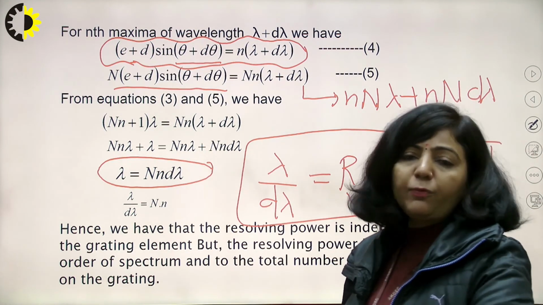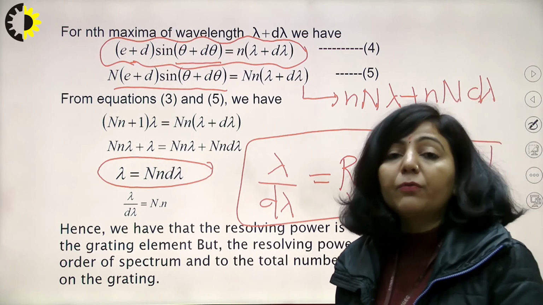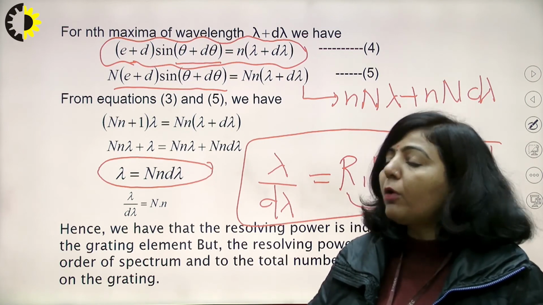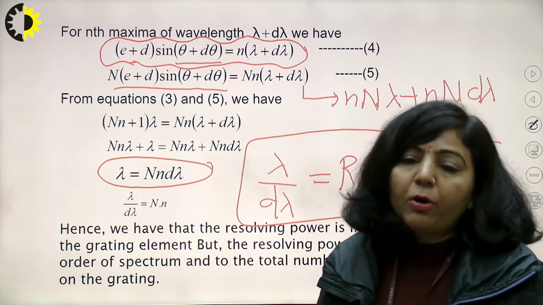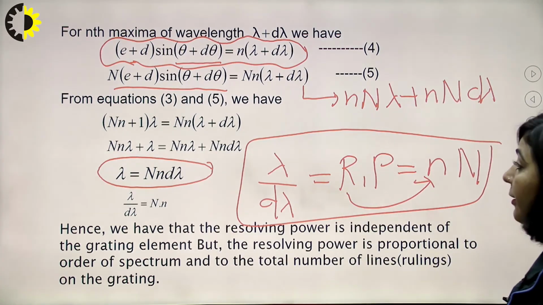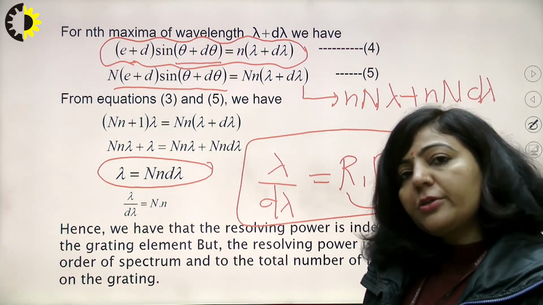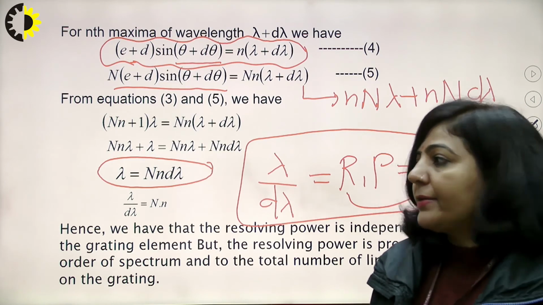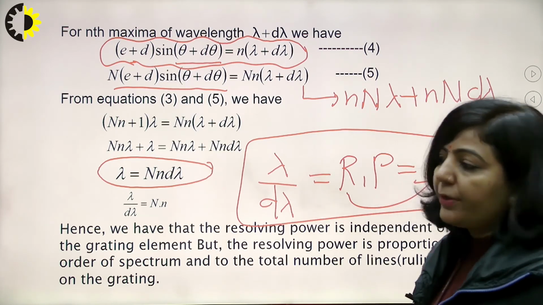if I'm taking only the first order, then this small n is fixed. In that case, the resolving power depends upon the specification of the grating, meaning the greater the number of lines on the grating, the greater will be the resolving power of that diffraction grating or plane transmission grating. So this is the resolving power of this diffraction grating, which can be calculated using the Rayleigh criterion of resolution, right? So that was the last topic of diffraction.